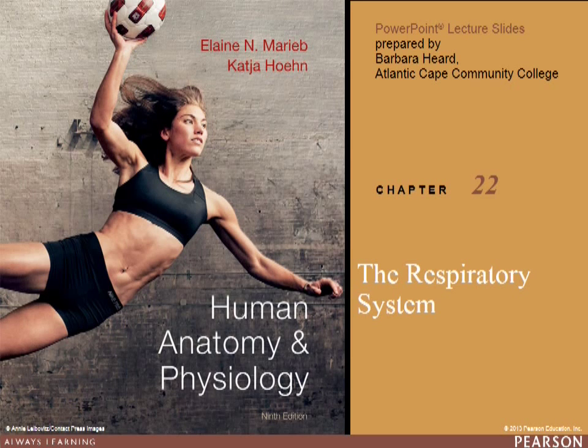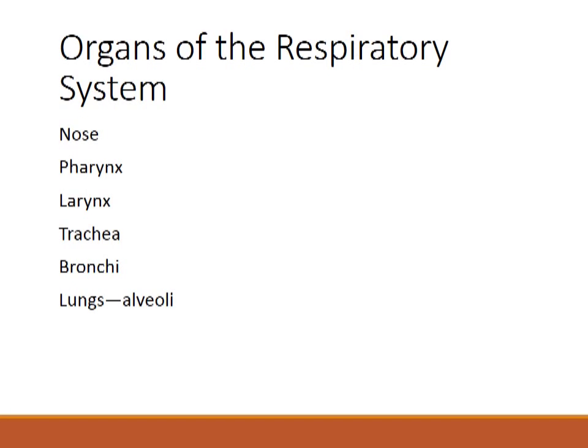So today we're going to talk about the respiratory system, and this system is just basically our system that allows us to breathe in and out and get oxygen into our body and into our tissues and get the carbon dioxide out of our body. When we're looking at the respiratory system, we're looking at the following organs: the nose, the pharynx, the larynx, the trachea, the bronchi, and the lungs, or the alveoli and the lungs.